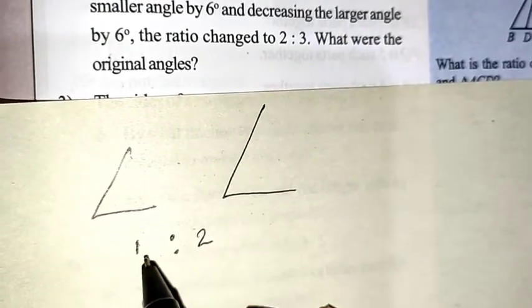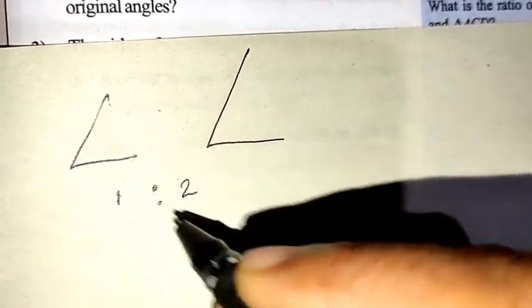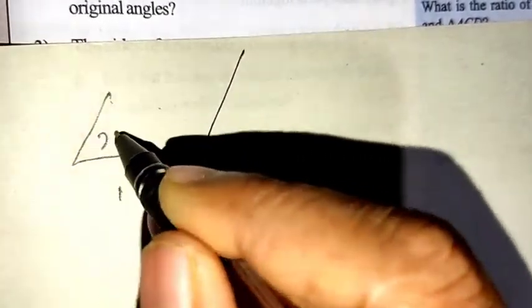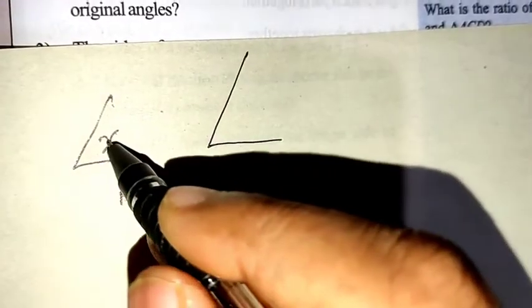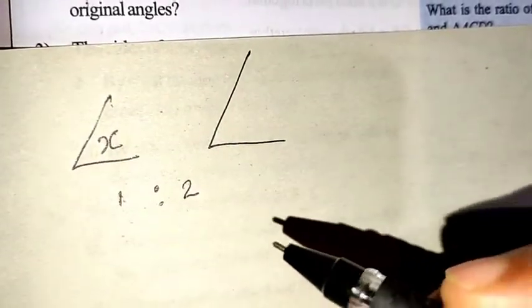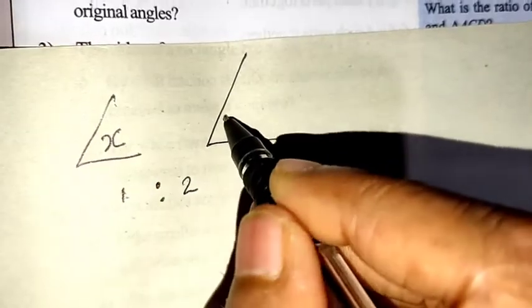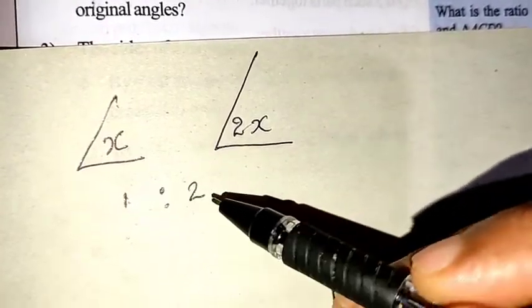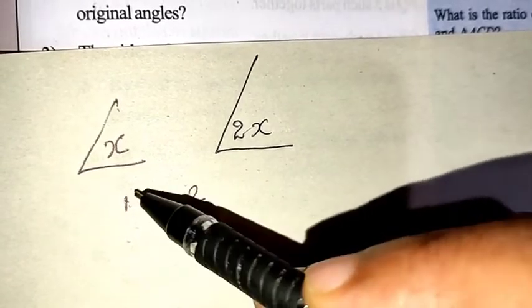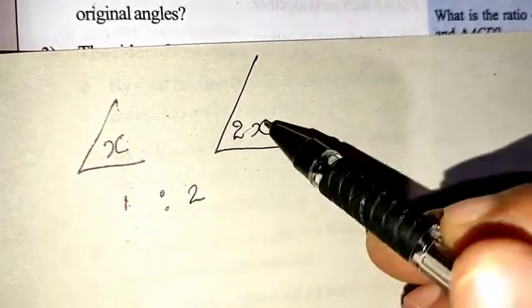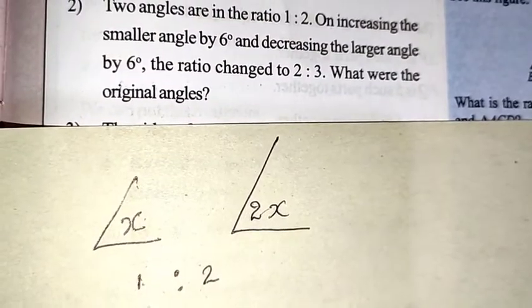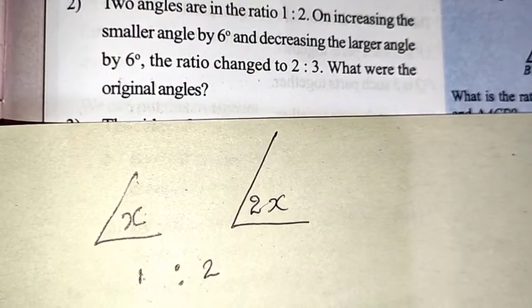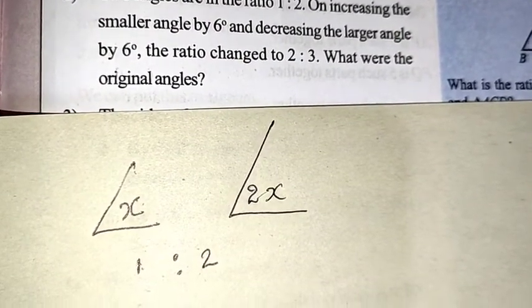If two quantities are in the ratio 1:2, then what will be the first angle? Yes, the first angle is 1 into x, that is x, and the second quantity is 2x. So if two quantities are in the ratio 1:2, then the first one is 1x and the second one is 2x.